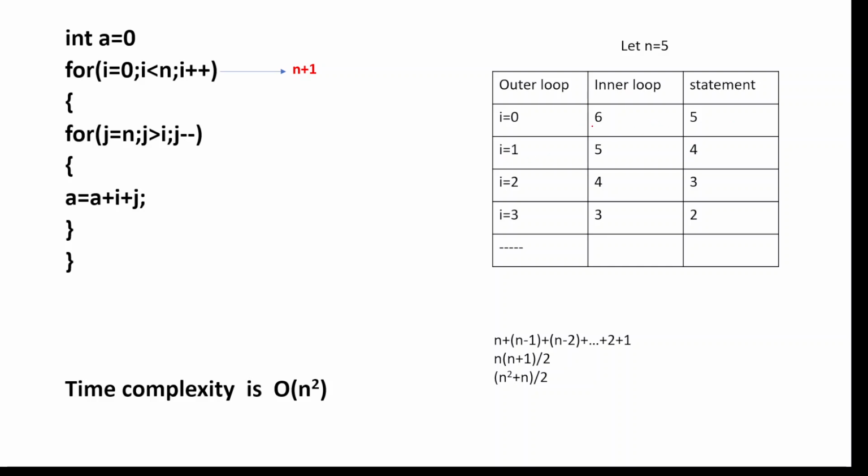For i equal to 1, the inner loop will execute 5 times and the statement will execute 4 times. For i equal to 2, the inner loop will execute 4 times, the statement will execute 3 times. And so on. So we can generalize this: the number of times the statement gets executed is n plus n minus 1 plus n minus 2 plus etc. plus 2 plus 1, which, if you see from the reverse, is the sum of n natural numbers, that is 1 plus 2 plus 3 plus etc. plus n, which can be written as n into n plus 1 divided by 2, which is nothing but n square plus n by 2. So the time complexity can be represented as order of n square.